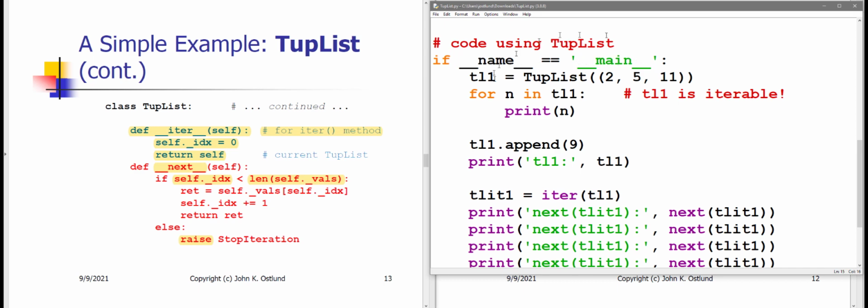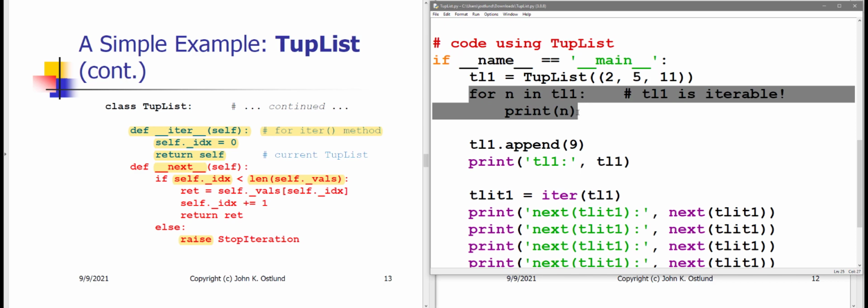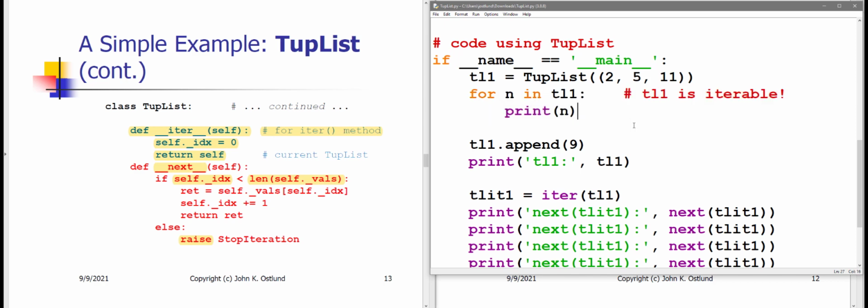So if we are executing the tuplist.py file, we're going to create a tuplist containing 2, 5, and 11, and we're going to try to use a for loop to step through those values. Now, if our iter function and our next function are correctly defined, this for loop should work. All right, so let's test this thing and see whether that's true.